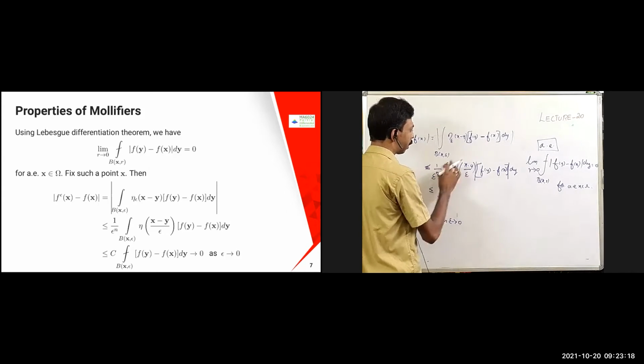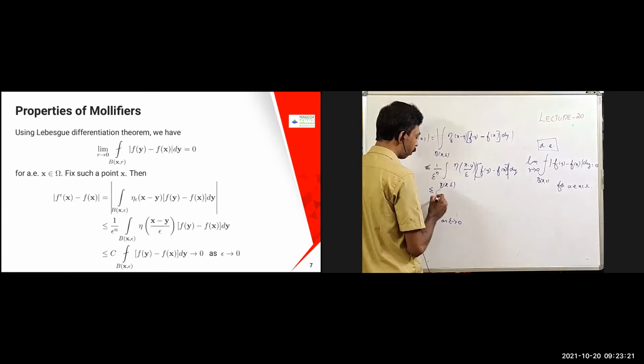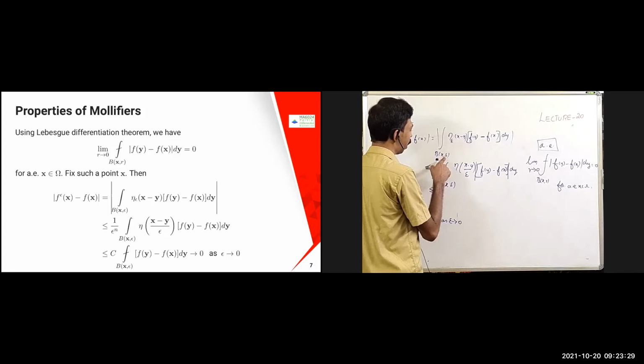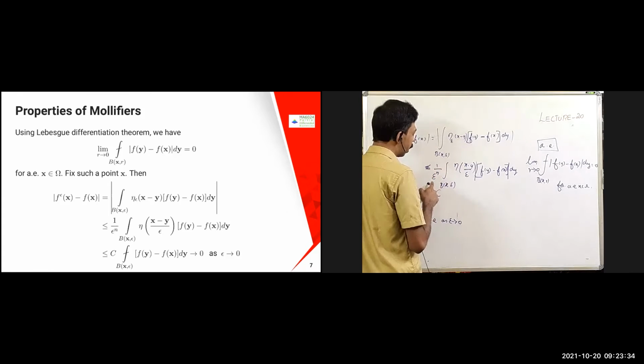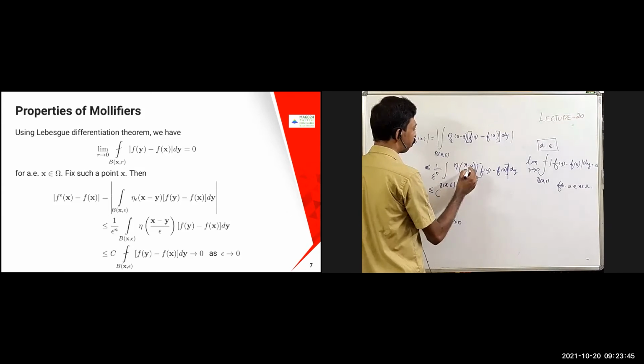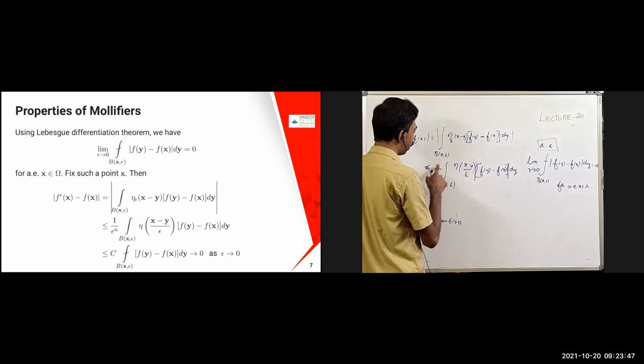This is a bounded function, so it is going to be less than or equal to a bound, and epsilon power n is there. This is the ball of radius epsilon centered at x, therefore its volume is going to give epsilon power n. I'm just going to absorb all these things together and write one constant which is called c. This bounded function and epsilon power n, all these things together, I'm going to take outside and write as c.